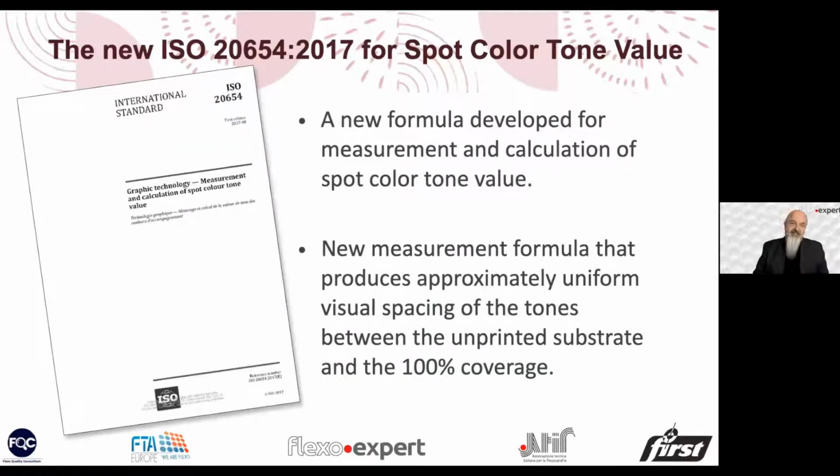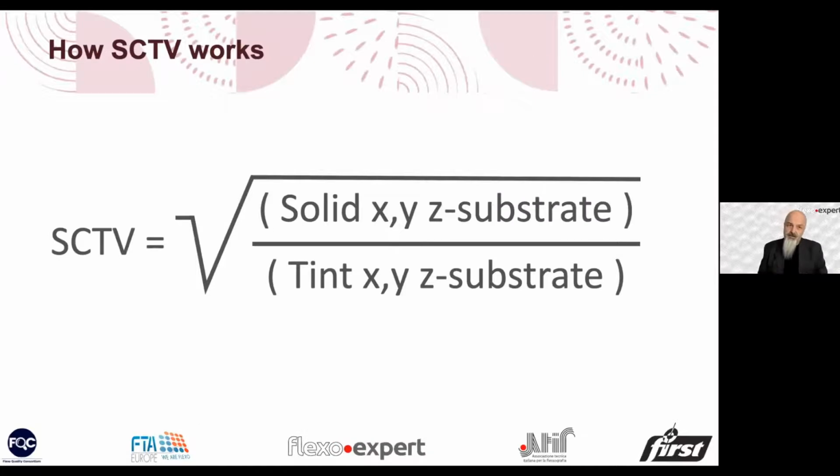Some 2 years later, ISO finally published the norm 26.54 for spot color tone value, commonly known as SCTV. That's the acronym that we use to describe this method. This new formula, as we can read from the text on the norm, produces approximately uniform visual spacing of tones between substrate and solid. SCTV is calculated from spectral reflectance or colorimetric measurements of the solid ink, the substrate, and one or more patches or intermediate tones to be measured.